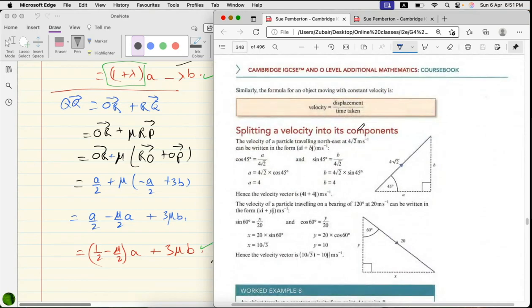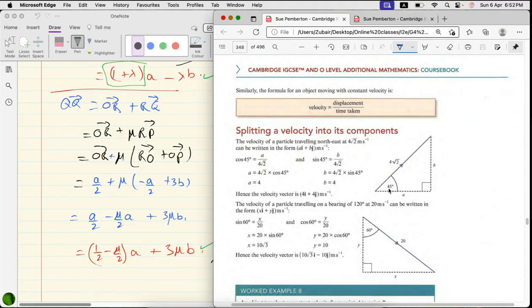Velocity is displacement over time, splitting velocity into its components. If we have that already, remember trigonometry, the horizontal component and vertical component, we can use this angle to split them up into horizontal and vertical components. Using cos and sine in this case, that's 45. That is why both are the same, because it is an isosceles triangle. It won't be the same if the angle is not the same every time.